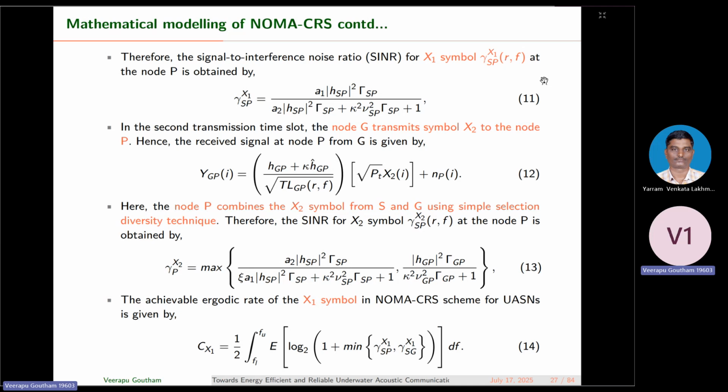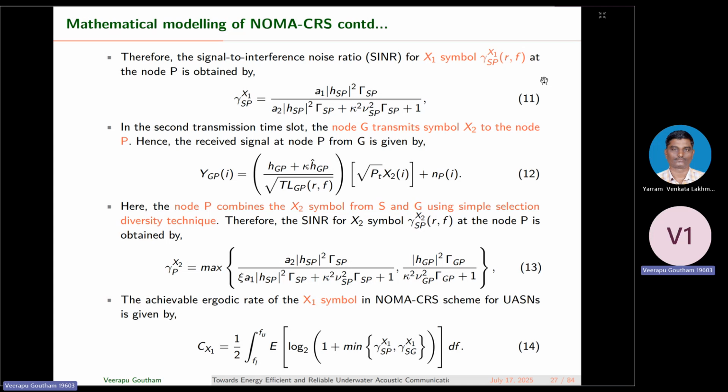Now, in the second transmission slot, it is transferring the x2 signal. Okay, and relay. That is given with equation number 12. This is the relay. What node P is doing is, in the first time slot, it is getting the signal from the source to the far node. And in the second time slot, it is getting the signal from the relay node to the far node.